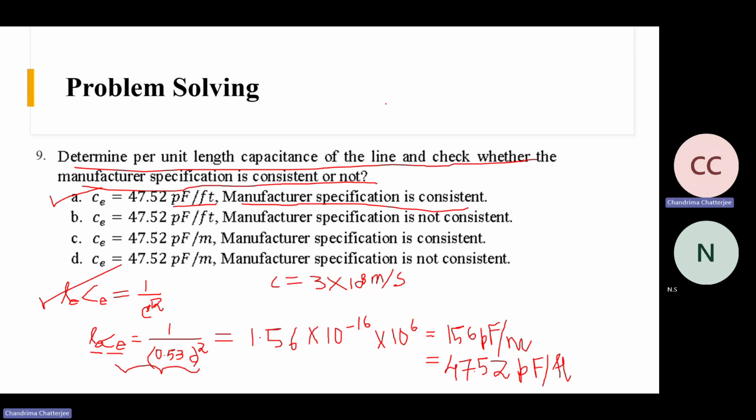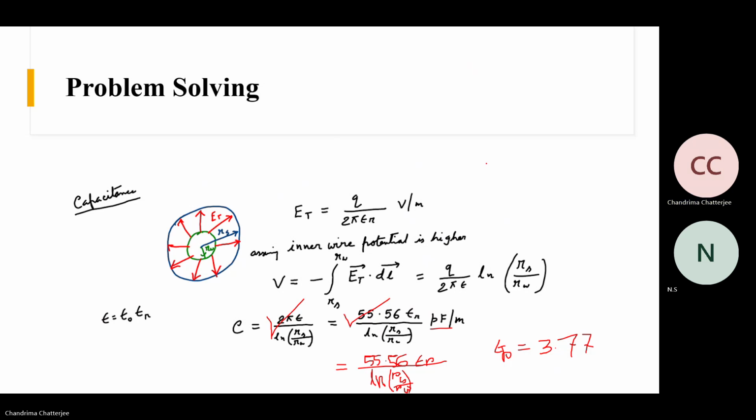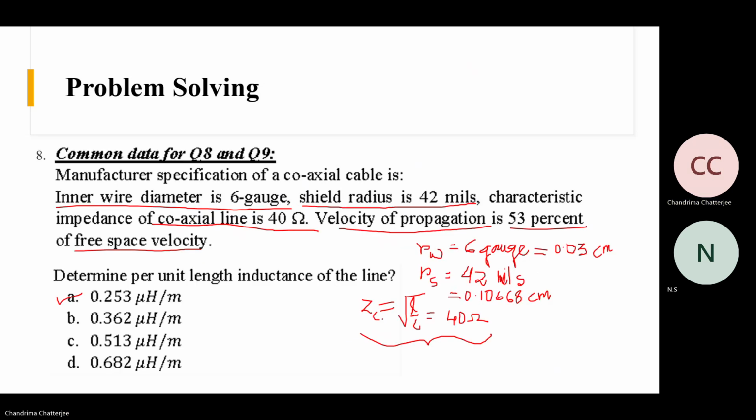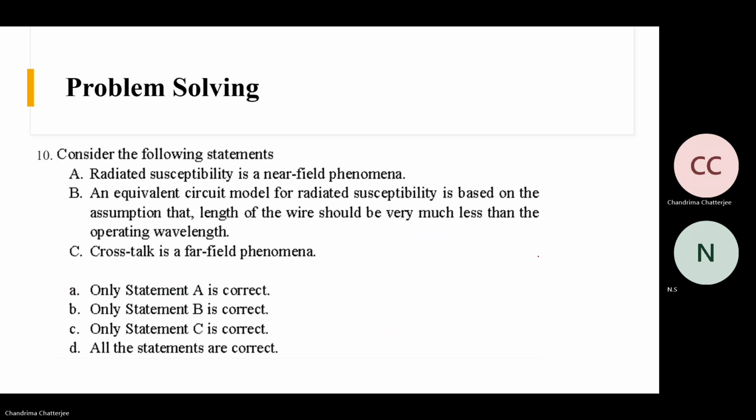This is just a direct method; another thing you can also do. So mu epsilon is equal to 1 by c dash square. Okay. So from here also you can find out what is mu and what is epsilon, and you can use this expression also. Okay. Because RS and RW, they are already known.